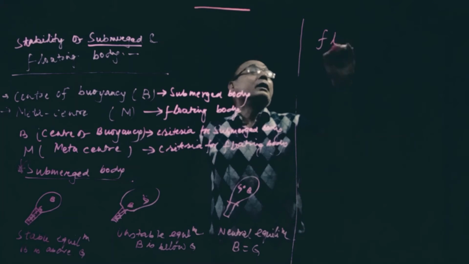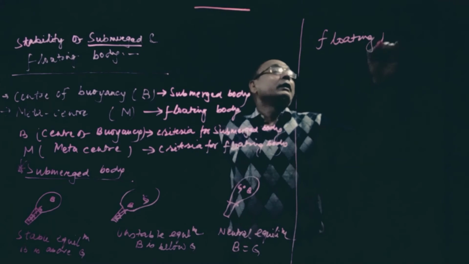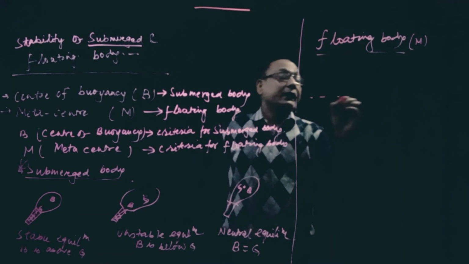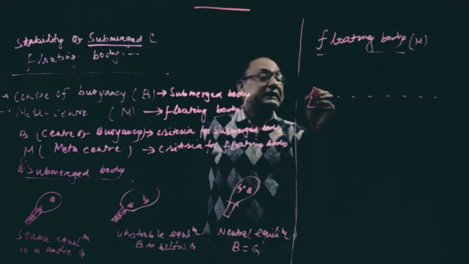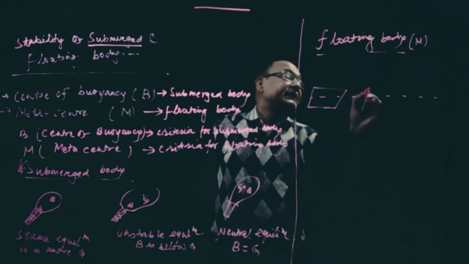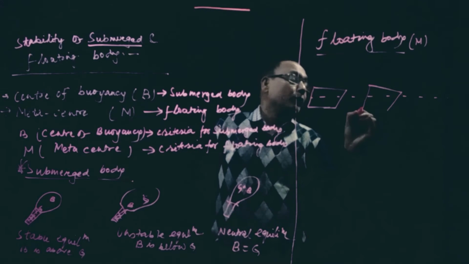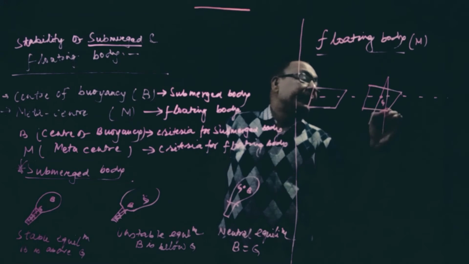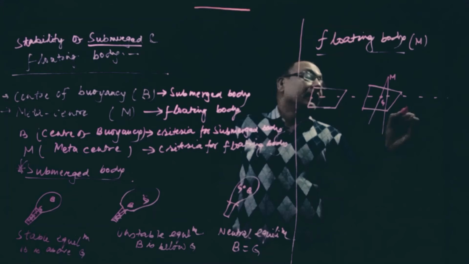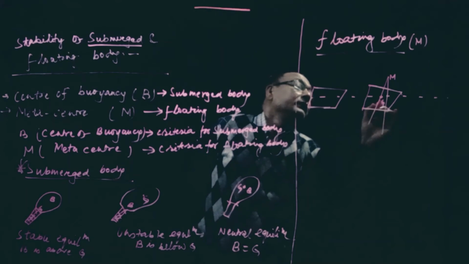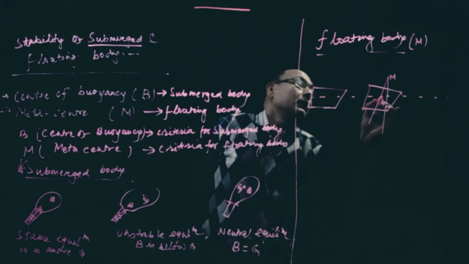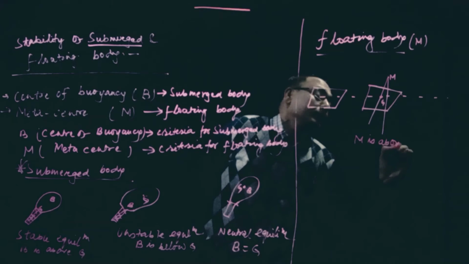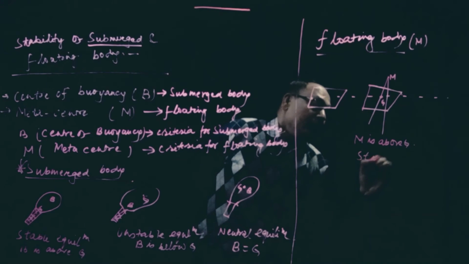Now I am talking about the floating body. So floating body criteria will be decided by M. Now see, this is the body, and it is tilted by a small angle. Then what will happen? This G will be there and this point is M. Now see, when M is above G, this is called stable equilibrium.